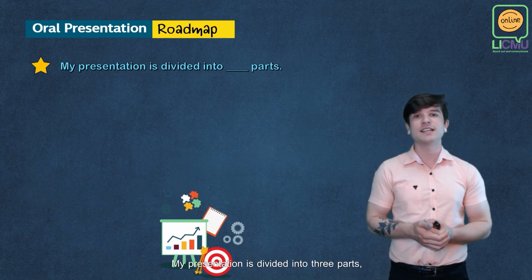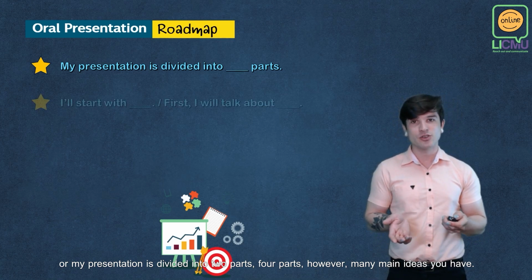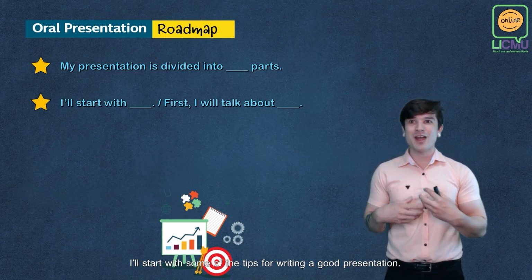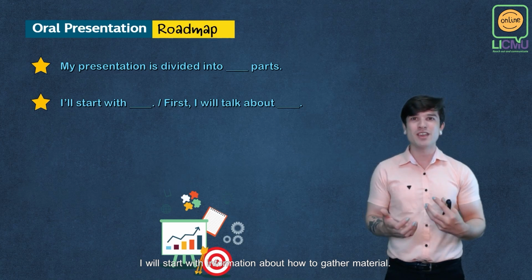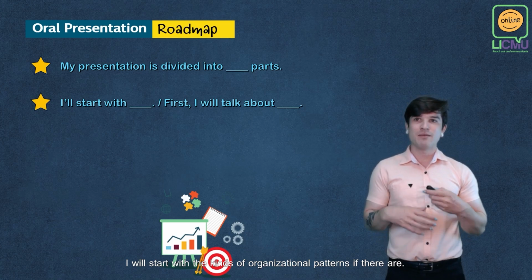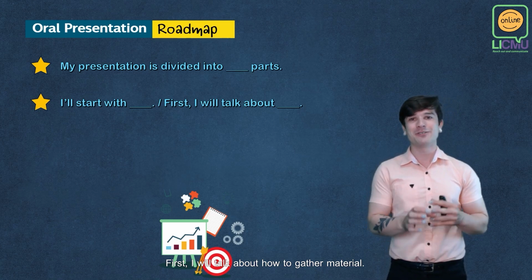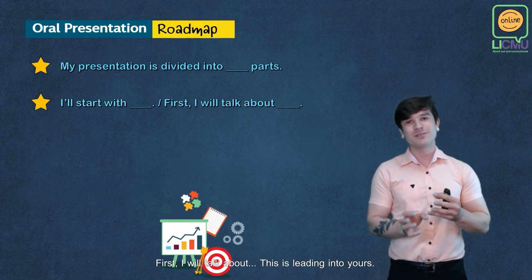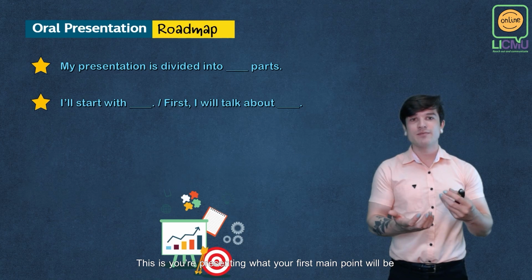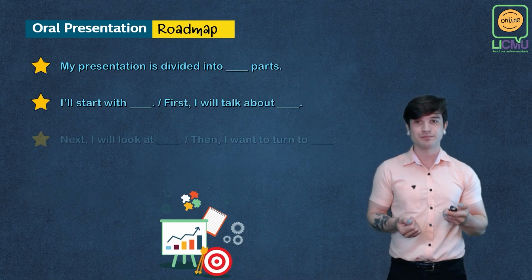My presentation is divided into 3 parts, or my presentation is divided into 2 parts, 4 parts, however many main ideas you have. I'll start with some of the tips for writing a good presentation. I will start with information about how to gather material. I will start with the kinds of organizational patterns that there are. First, I will talk about how to gather material. First, I will talk about tips for practicing. First, I will talk about, right, this is you presenting what your first main point will be, which is related back to the organizational structure from last time.